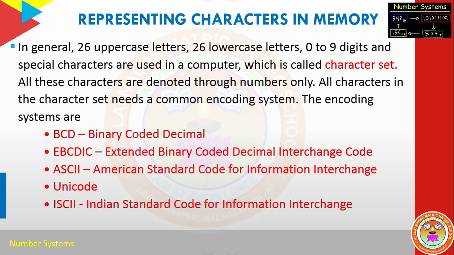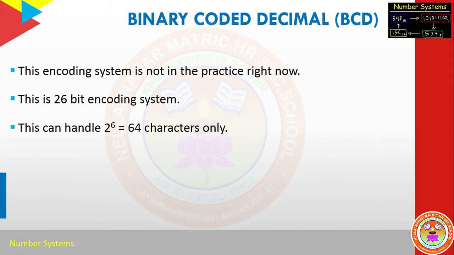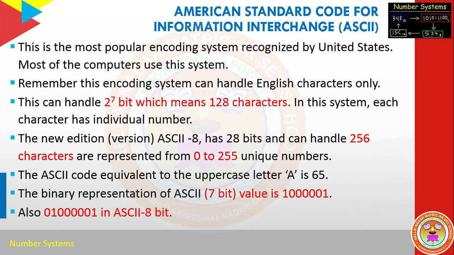The first thing is binary coded decimal, simply called BCD. This encoding system is not in practice right now. Why? Because it is a 6-bit encoding system, and it can handle only up to 2 to the power of 6, that is totally 64 characters alone. So this is the oldest encoding system format. Okay, just know about this information. The next one, American Standard Code for Information Interchange, we simply call ASCII.